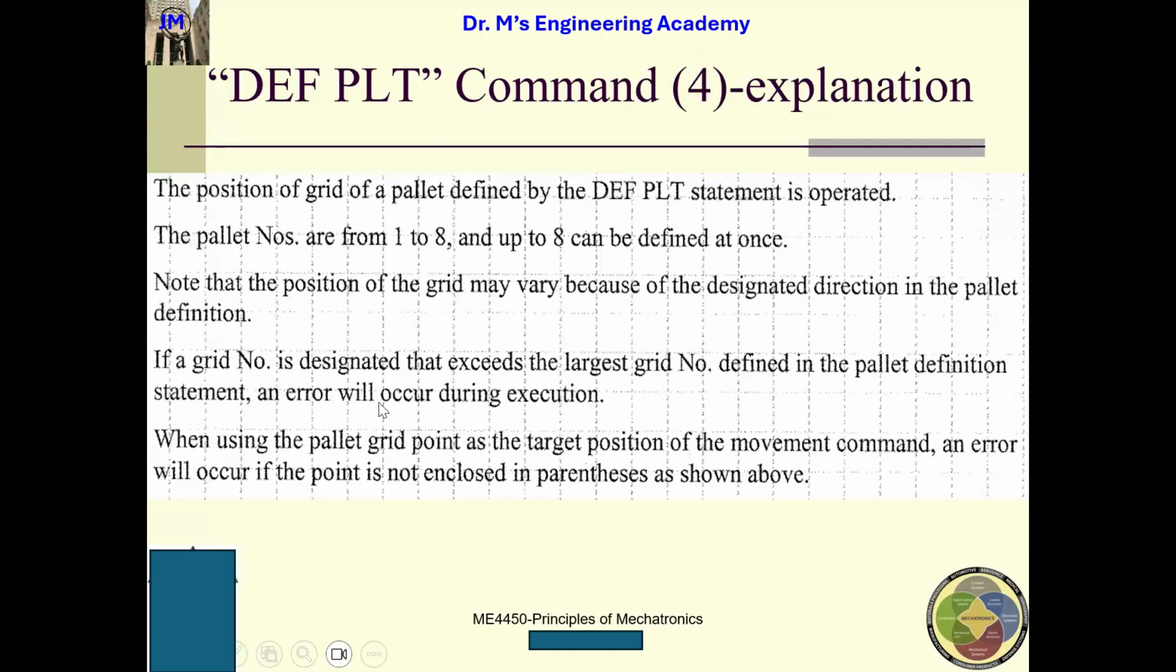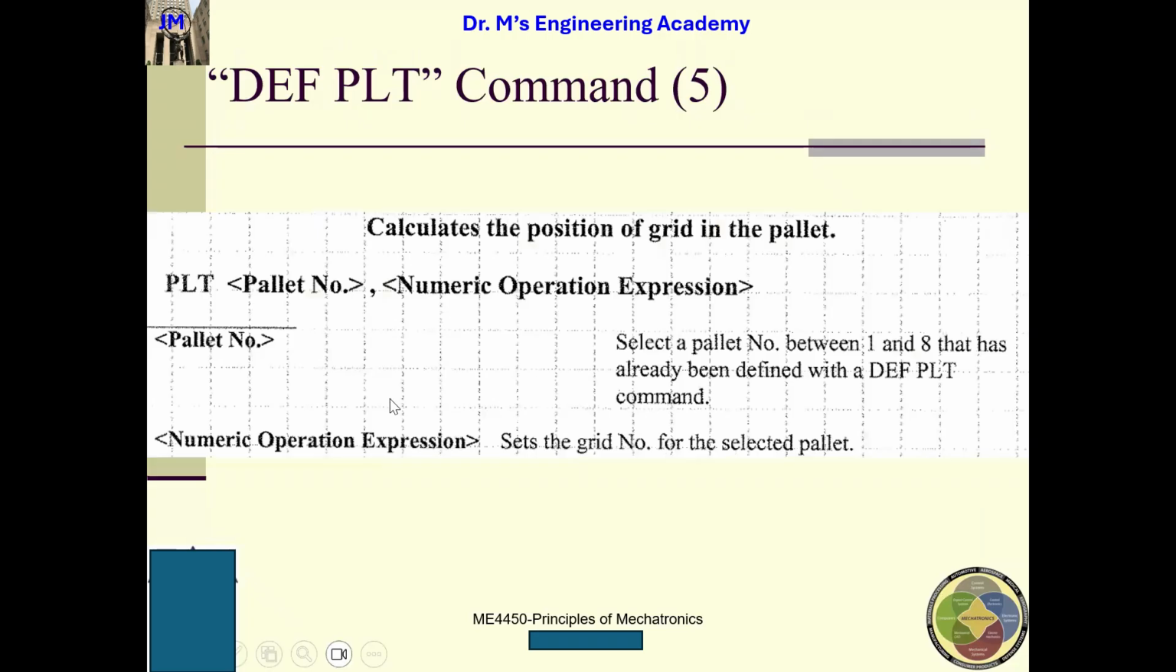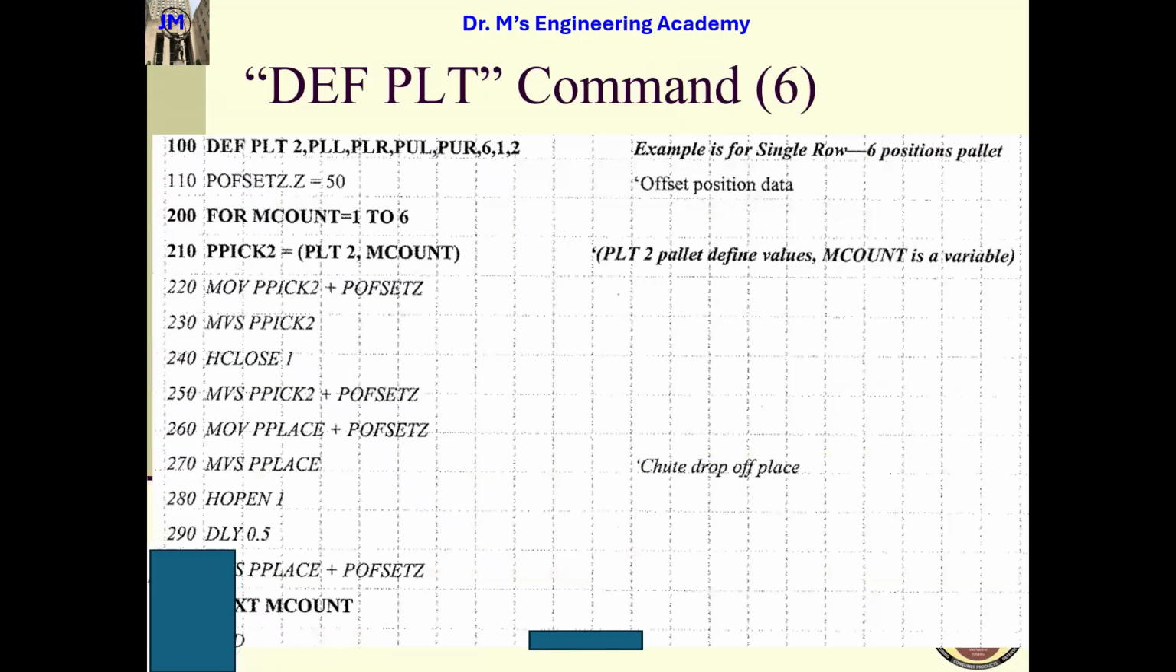Okay, define palette. You can just take a look. Define palette number. So this is an example of how to define the palette. Here we define palette 2. You can see DLL low level for it: low left, low right, up left, up right. 6 is the number of pieces in the first direction. 1 is the number of pieces in the second direction, that means a single row palette. The 2 is the same direction, from left to right.